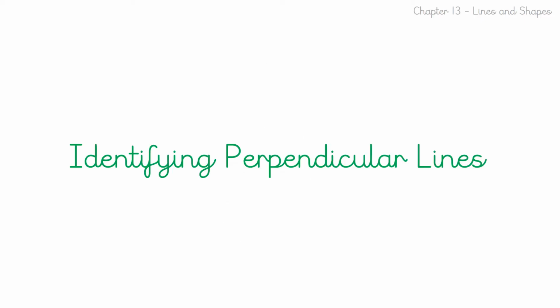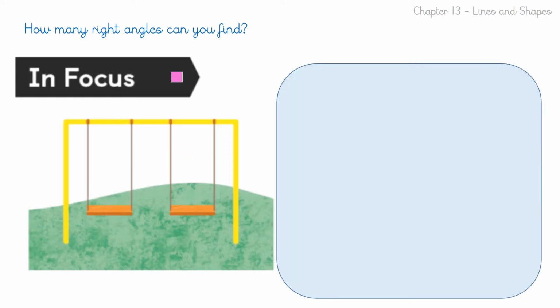In today's lesson we're going to learn about perpendicular lines. We're going to start the lesson by looking at this picture of a swing set. How many right angles can you find? Use your right angle tester to help you and pause the video to find out. Did you find more than 10? Did you find less than 10 right angles? We can have a look together.